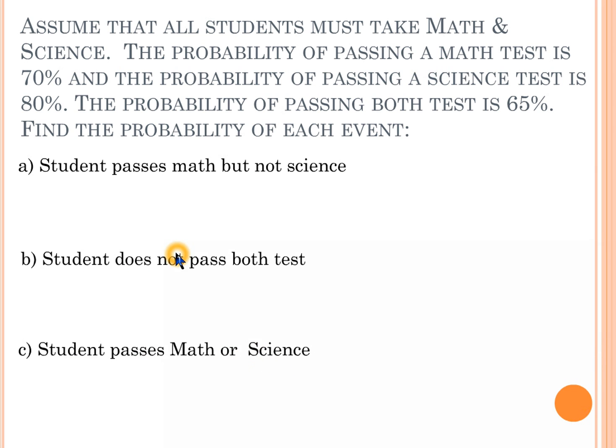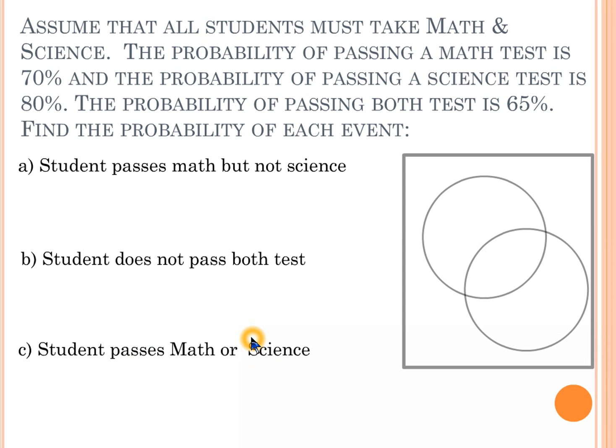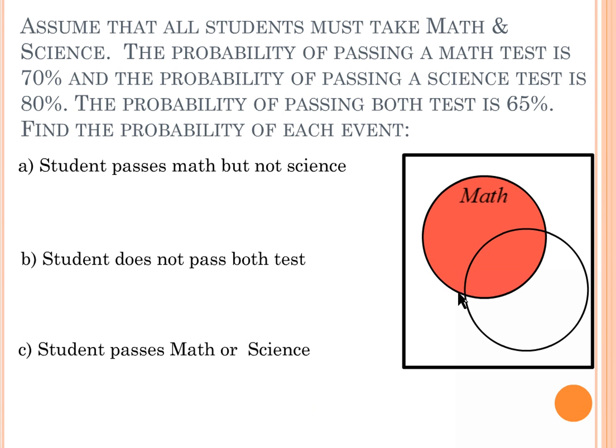All right, so for this question, we need to draw a Venn diagram. So here's my Venn diagram right here. The red circle will represent math, and the blue circle will represent science. Now, when we solve this kind of problem, we need to take the information from the problem and put that information into our diagram right here.